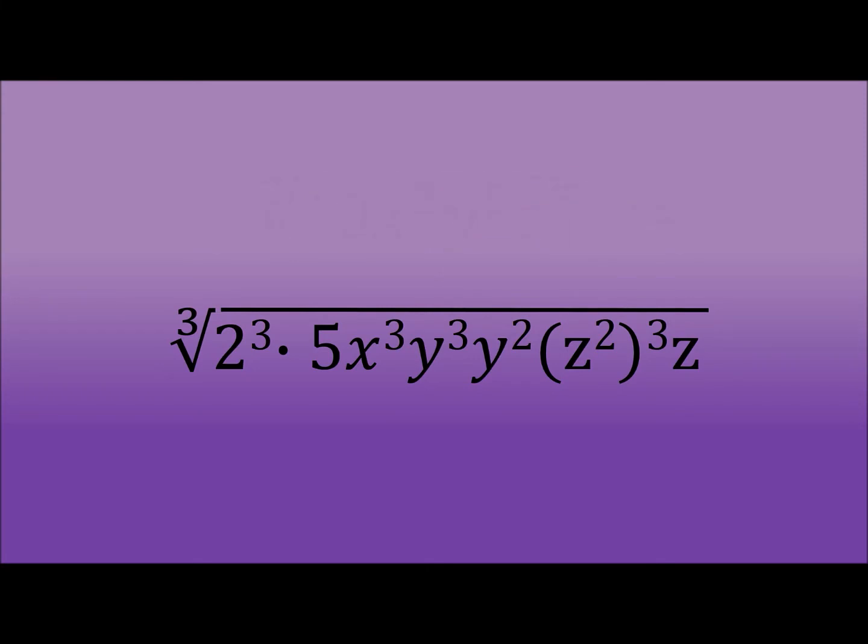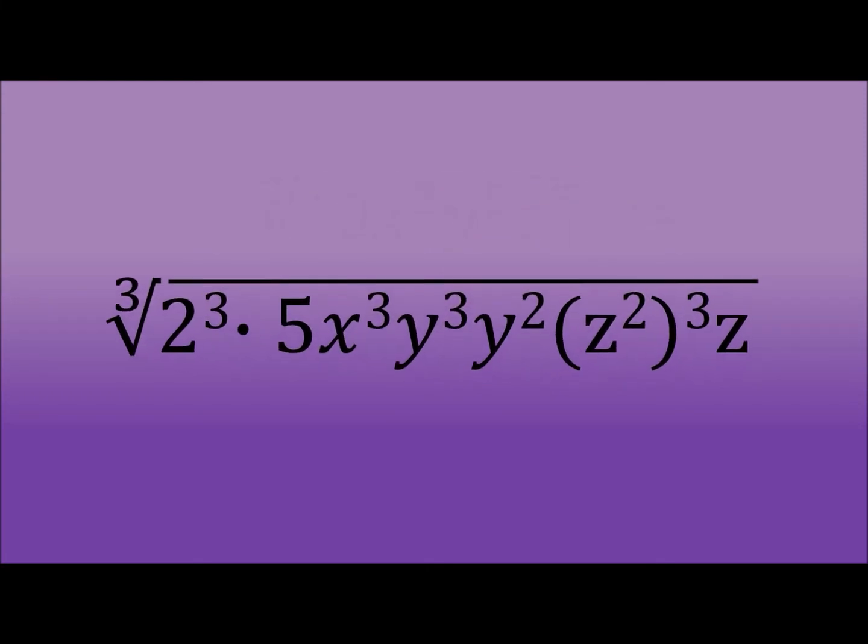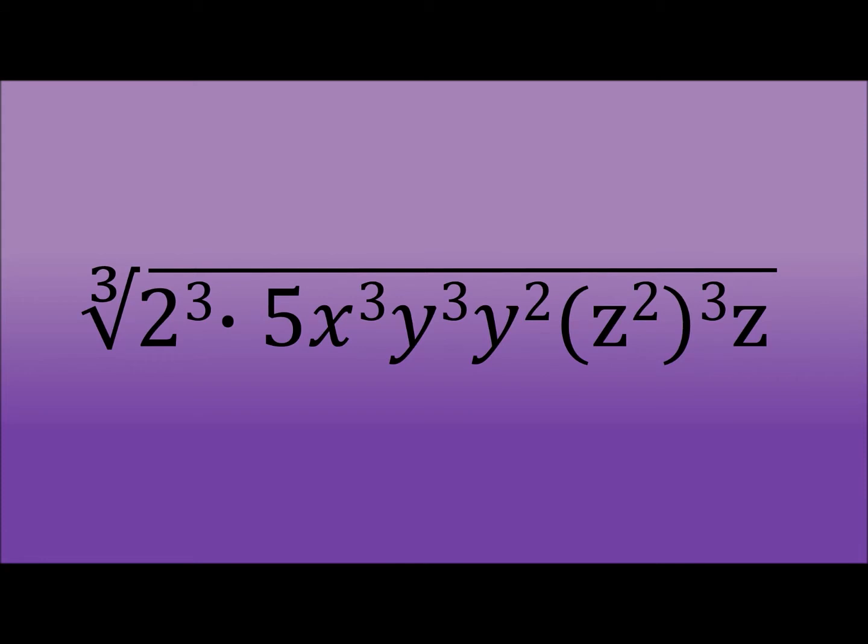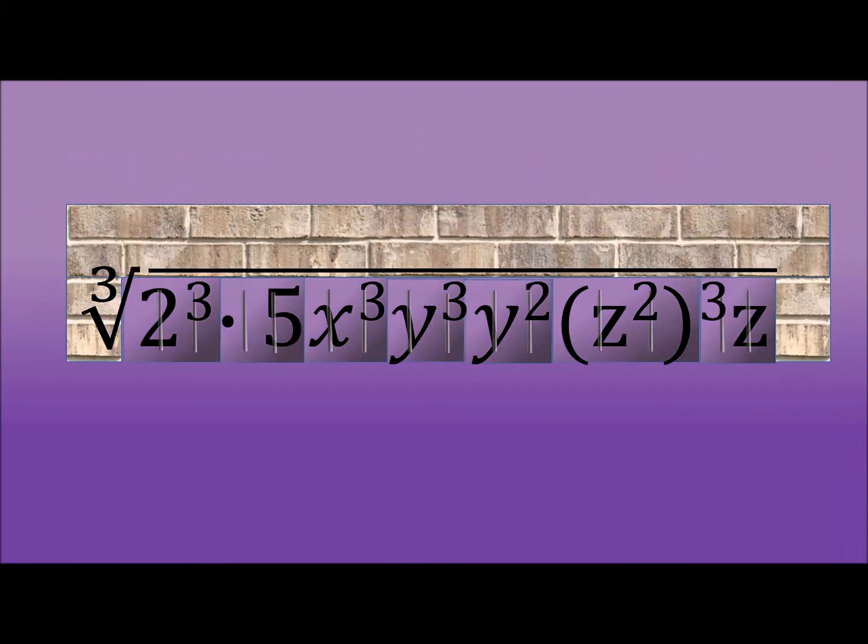The last expression I wrote is a jail that currently is housing 7 constituencies of inmates. Those constituencies are 2 cubed, 5, x cubed, y cubed, y squared, the cube of z squared, and z, each housed in a separate ward. The address of the jail is the index number of the radical. The warden is giving us a tour of this jail. He asks us whether we have any questions.